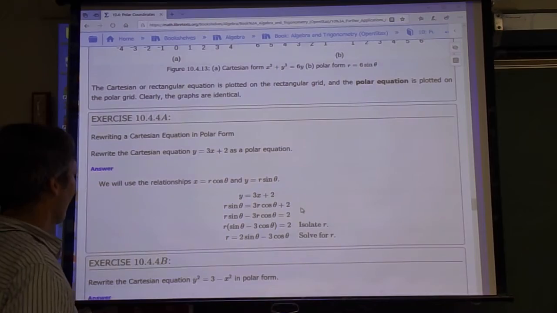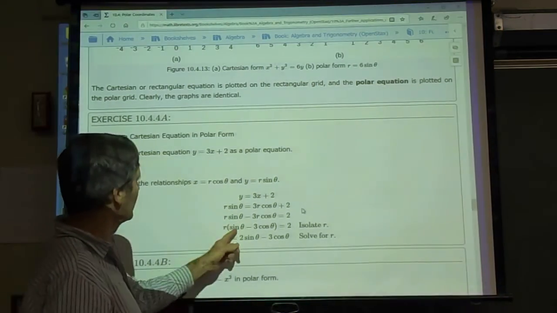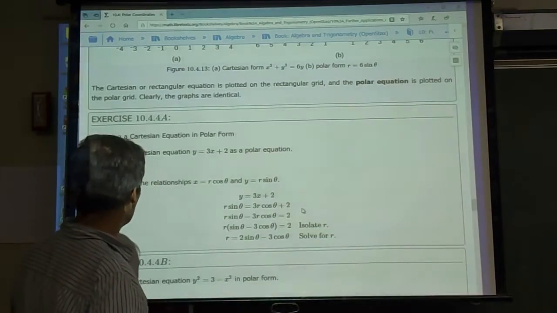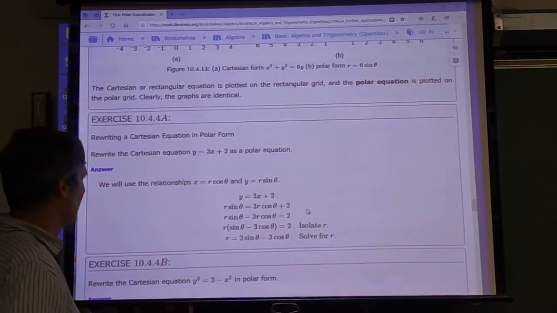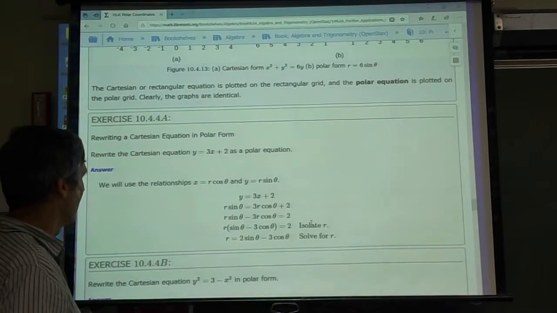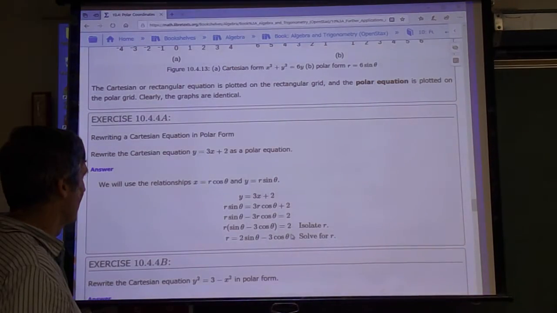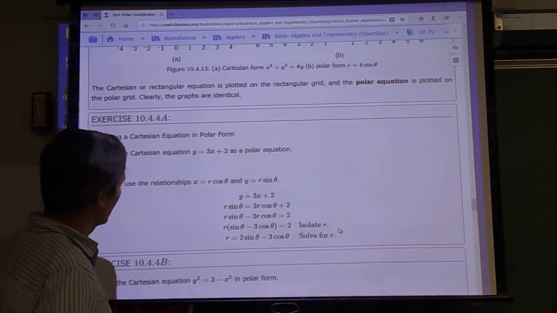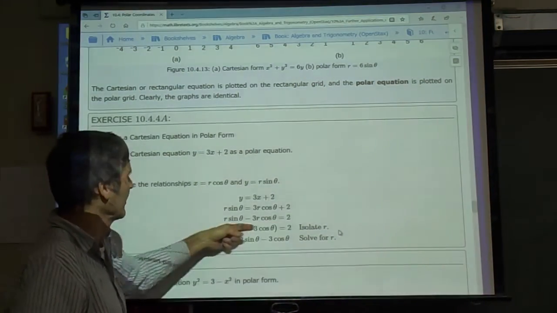Strange. It should be r equals 2 over sine theta minus 3 cosine theta. That would give you the equation for this one. But like I say, I'm okay with leaving it here.